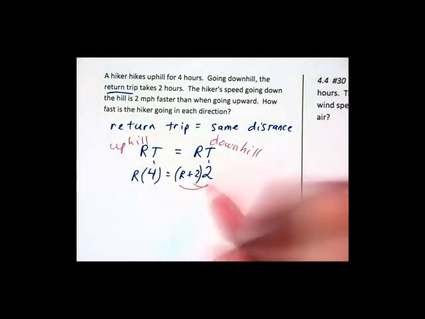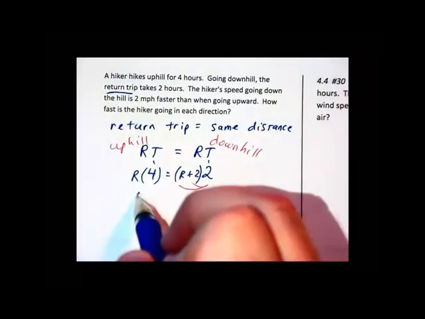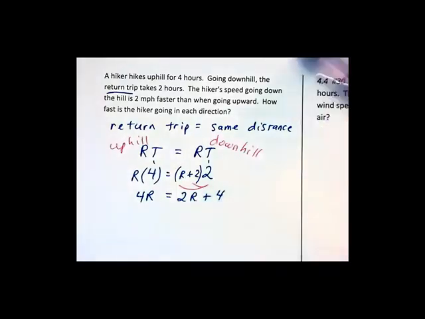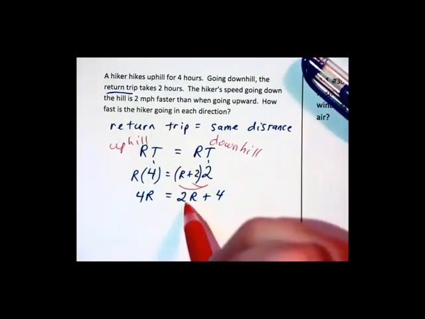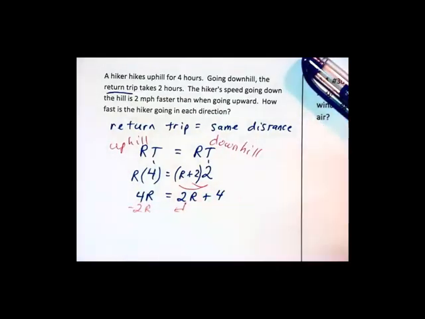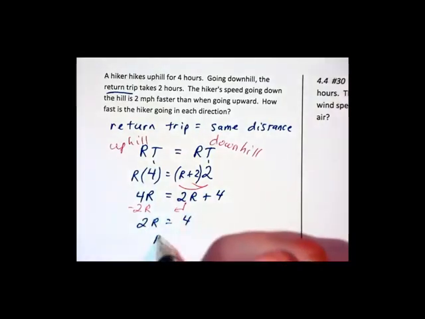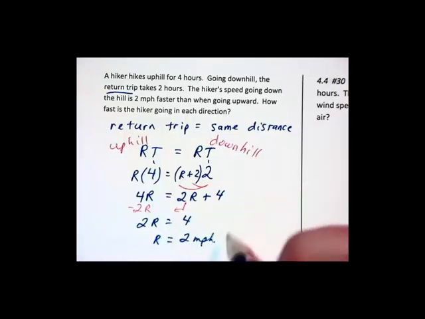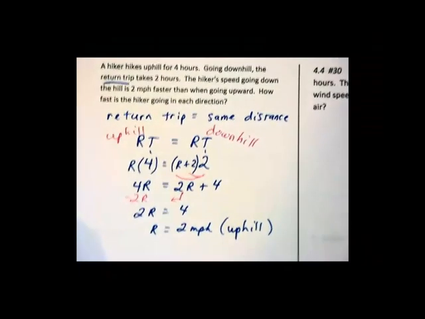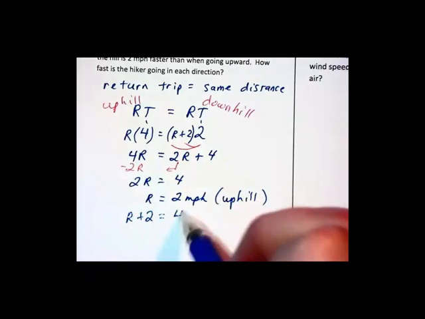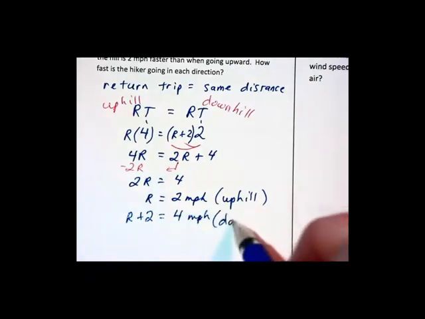We're going to do some distribution here on the right side. The left side is 4R. The right side is 2R plus 4. We don't have any like terms to combine, but we can subtract that 2R off of each side, giving us 2R on the left equals 4 on the right, and dividing by 2 on each side we get 2 miles per hour, which is the speed going uphill. And it was asking for the speed in both directions, so our other one is going to be R plus 2. R plus 2 is going to be the speed 4 miles per hour, and that will be going downhill.